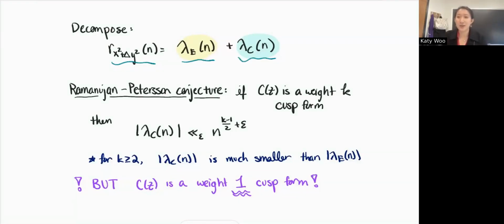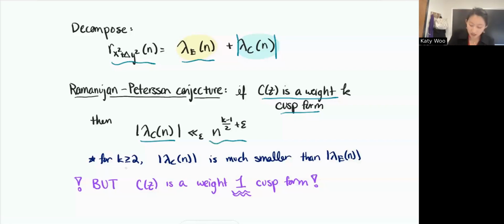And now if you work with modular forms a bit, you might look at this and go, hurrah, we're all good, because we know that the Ramanujan-Petersson conjecture holds in this case, and that means we have great upper bounds on the size of these Fourier coefficients of cusp forms. That's kind of true in this case. So the Ramanujan-Petersson conjecture does hold, and it states that if c of z is a weight k cusp form, then the size of the Fourier coefficients of the cuspidal part will be bounded by n to the (k minus 1) over 2 plus epsilon.